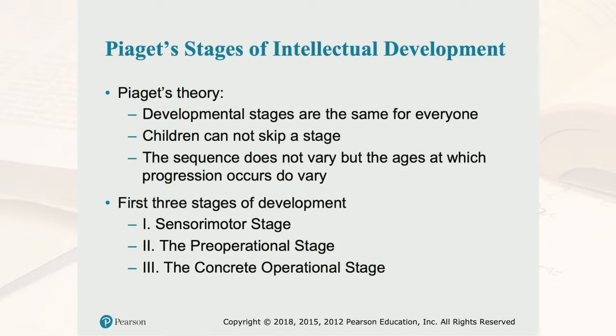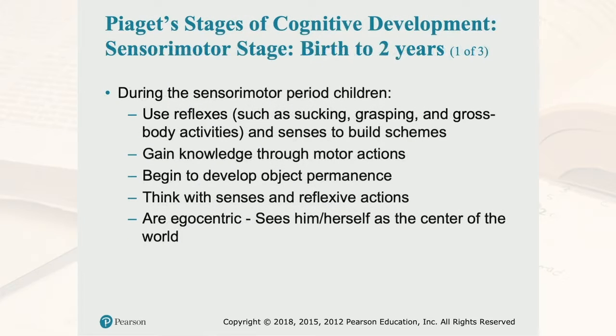The first 3 stages of Piaget's intellectual development are sensory motor, pre-operational, and concrete operational. The sensory motor stage is the stage that infants start with. During that stage, from birth to age 2, infants use reflexes like sucking, grasping, gross body activities, and senses to build on schemes and knowledge.